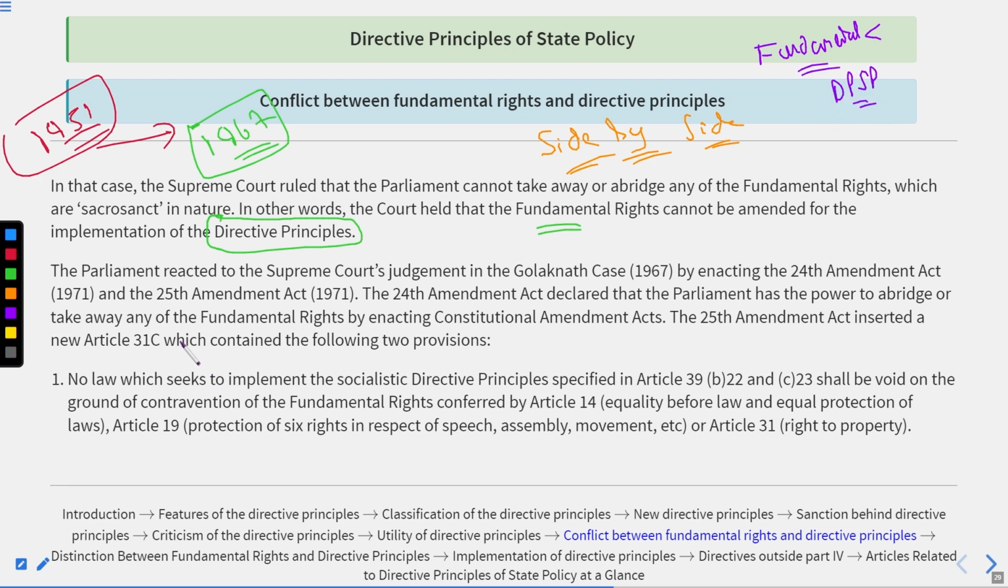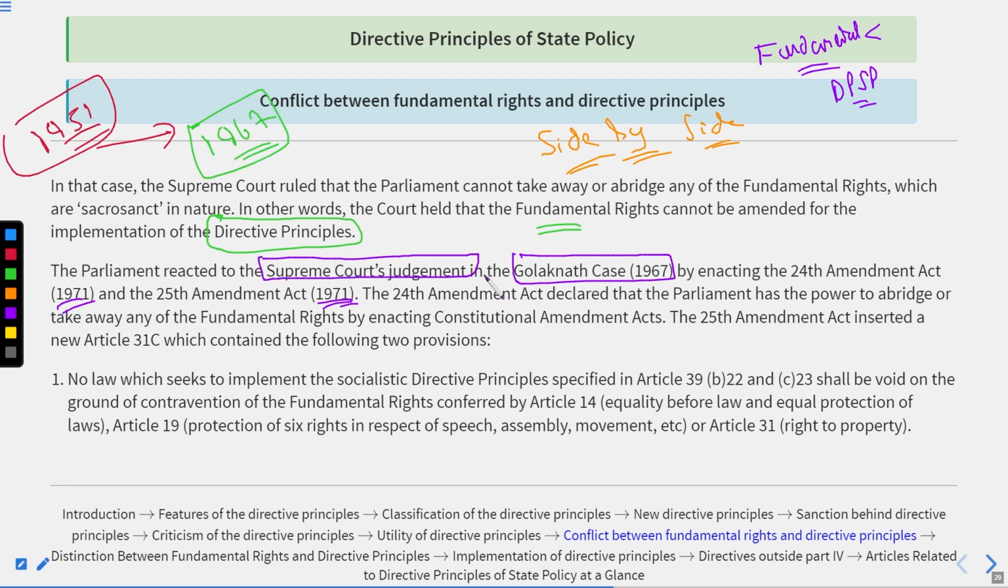All right. Thereafter, the parliament reacted to the Supreme Court's judgment in the Golaknath case, 1967, by enacting the 24th Amendment Act, 1971, and the 25th Amendment Act, 1971. Remember, both the amendments were a reaction to, or you can say in response to, the Golaknath case. Do not use the word against. Both acts were passed in the same year, 1971.